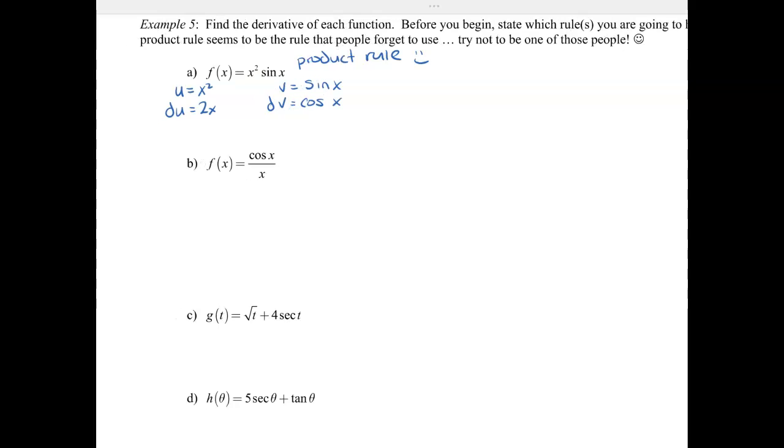Nice. So then I've got u dv, which is just x squared times cosine of x, plus v, which is sine of x, times du, which is 2x in this case. And then I'm going to try to simplify this as much as possible, but really there are no like terms. So I'm just going to write f prime of x and maybe move on with my life, because there's nothing I can do to simplify that.